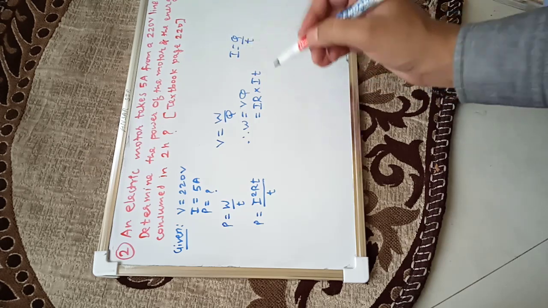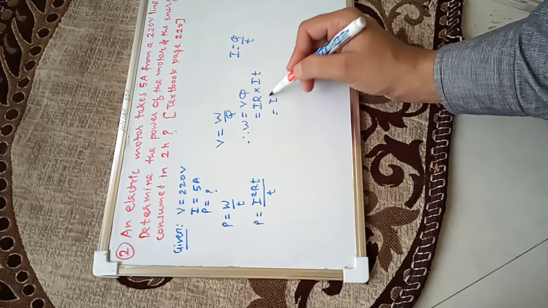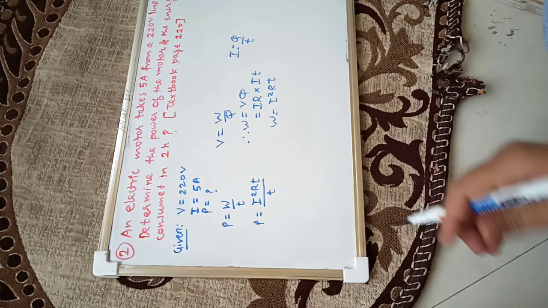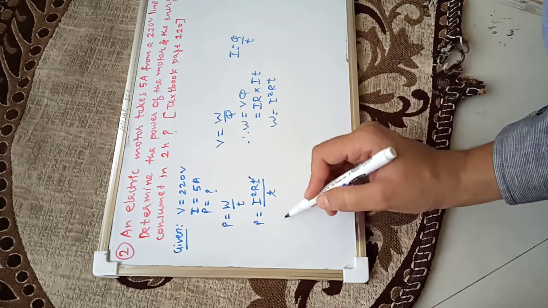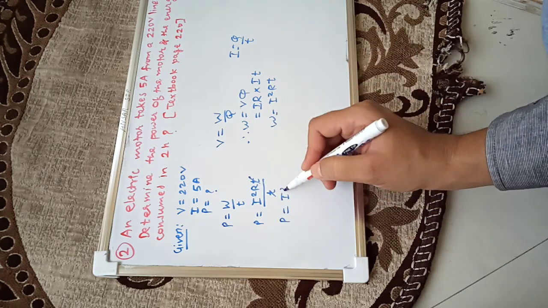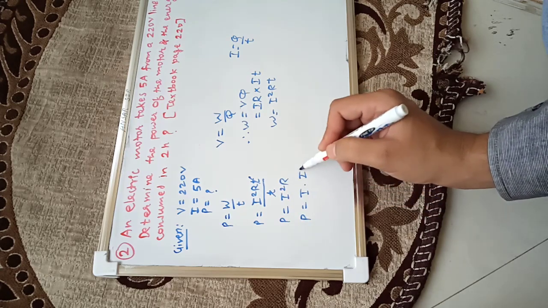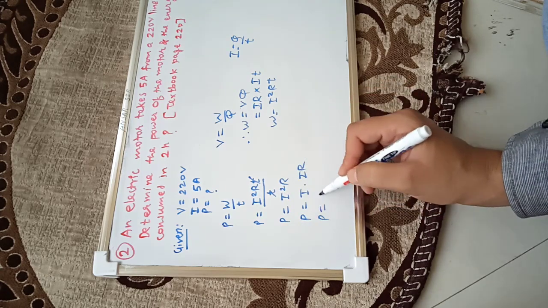So Q is equal to I into T. So it becomes I into I, which is I square R into T, and this is W. Understood? This T will get cancelled. So you can write power is equal to I square R, which is I into IR.